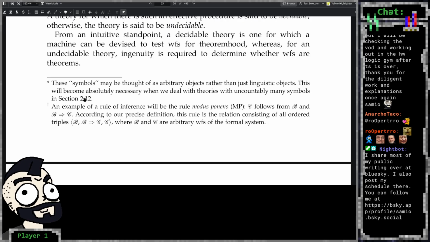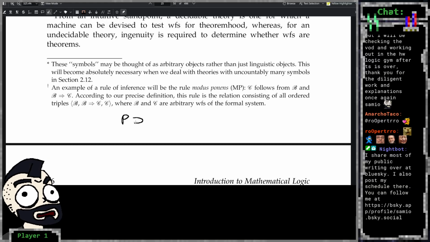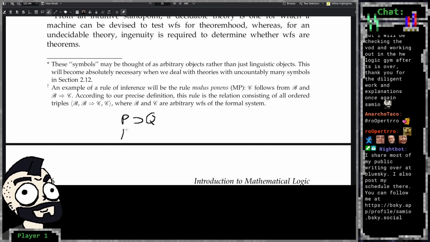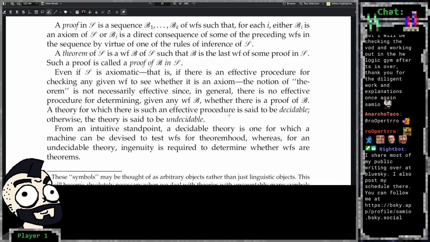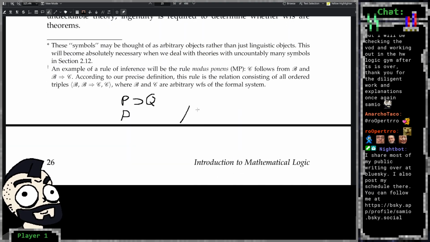Okay, what does it mean? First let me explain what modus ponens means. Modus ponens means that if you have an implication from P to Q, and you also have P, then from this, using the modus ponens rule, you can get as a direct consequence the letter Q.